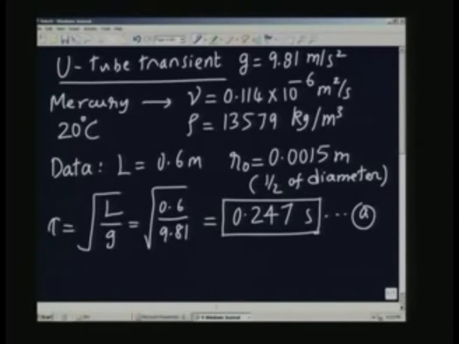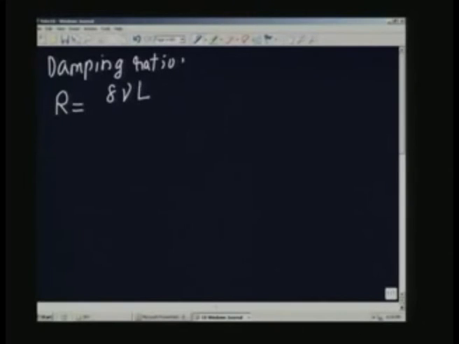The next answer: we have the characteristic time here, and we want to find out the damping ratio, which is the other parameter that is going to characterize the system. To calculate the damping ratio, I need to calculate the various things which are going to go into that expression. So, the liquid resistance R is given by 8 nu L divided by pi R 0 to the power of 4.